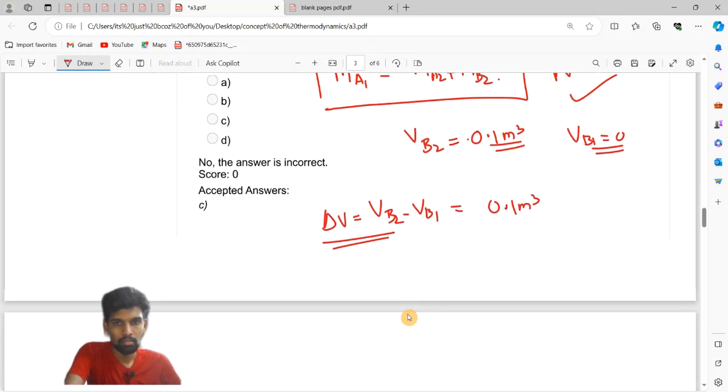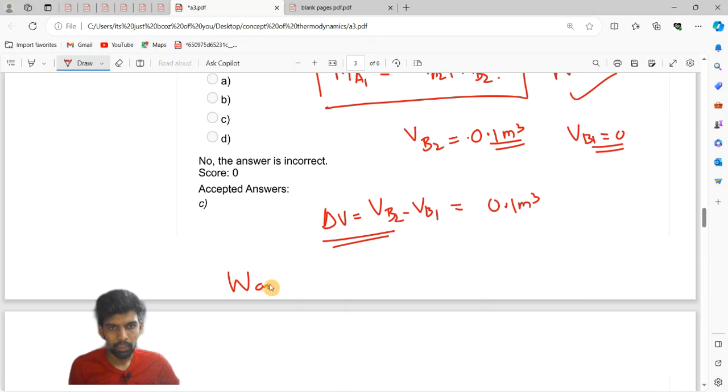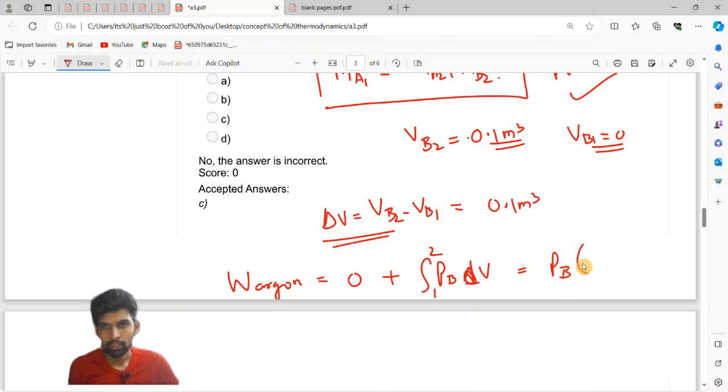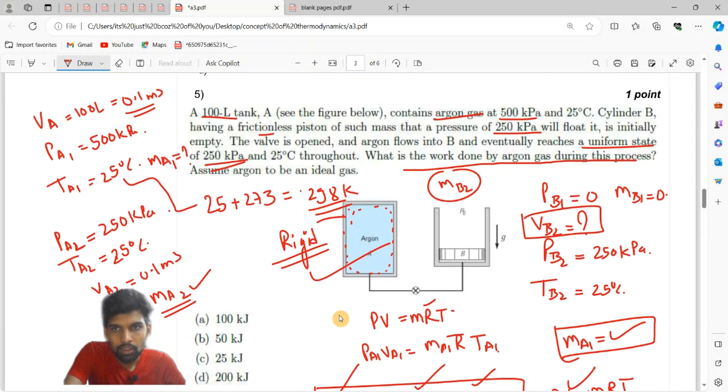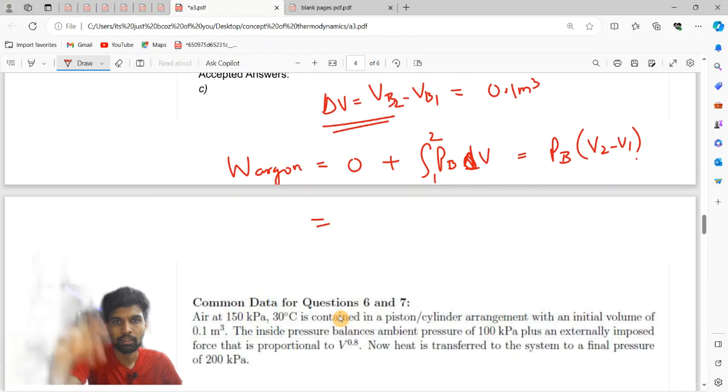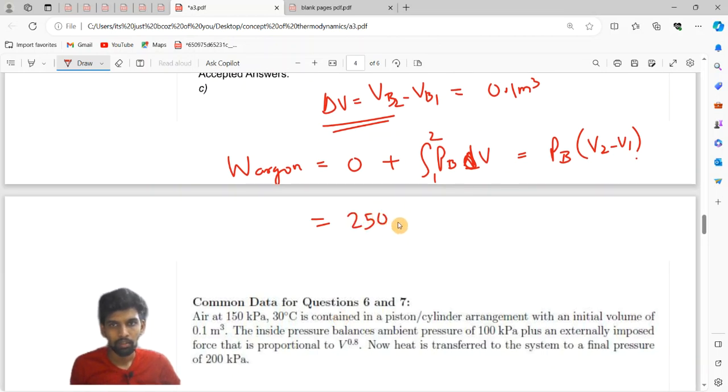Okay, so work done by argon gas is nothing but, it is 0 for tank A because it is rigid, and for tank B it is PB times delta V, or we can say PB times dV from state 1 to 2. Since PB is constant, we can take it outside, and delta V is nothing but V2 minus V1. So PB they have given as, I think, 250 times 0.1, it is nothing but 25 kilojoule.